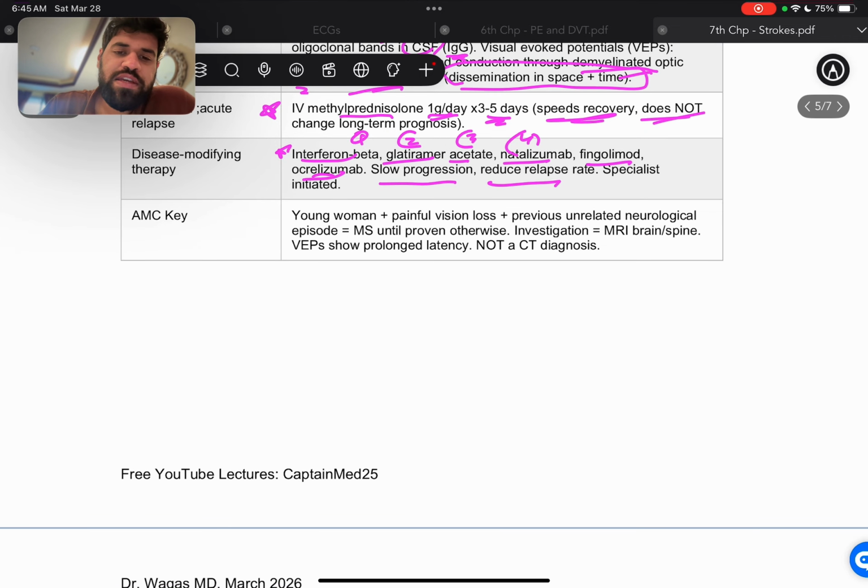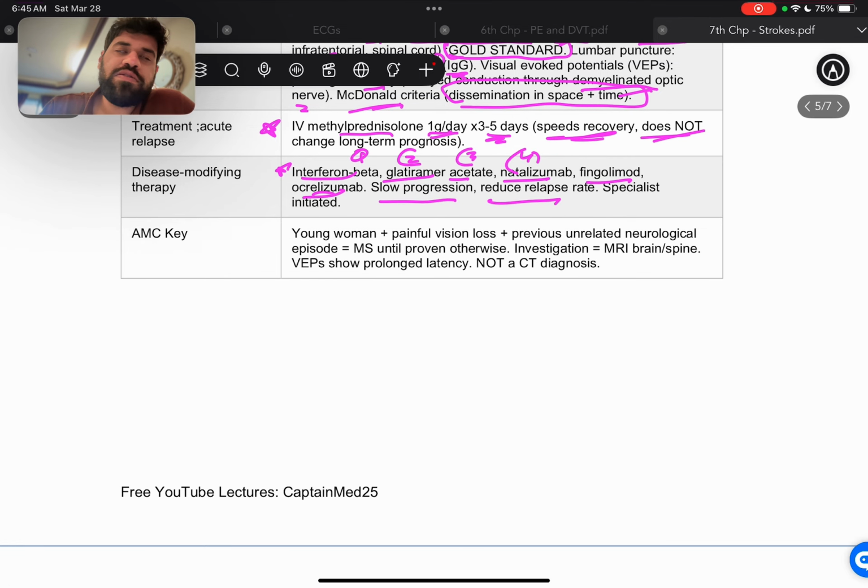All right, now the AMC key, or the episode of the AMC patient profile that we'll have, is a young woman with painful vision loss plus previous unrelated neurological episodes. So no aura with migraine, no stress, she does not smoke, no alcohol, no history of hypertension, and so we have to consider MS until proven otherwise.